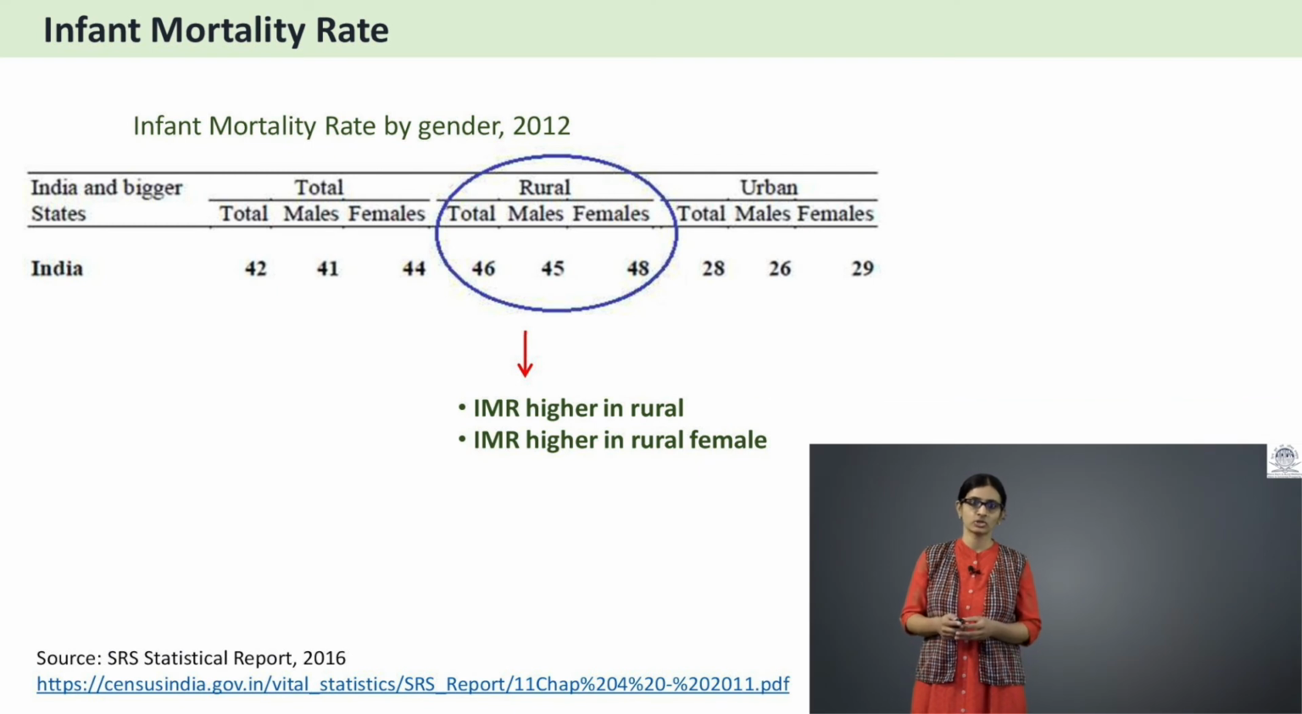Let us have a look at this table, which depicts infant mortality rate in India among rural and urban areas and distributed by gender. The reference here is 2012. We see that the infant mortality rate is higher in rural areas compared to total figures for India and also compared to urban areas. So, if we look at the male-female breakup, even here rural areas, the figures are higher when compared to total India figures and to urban areas. The infant mortality rate we see in rural areas is higher among females than among males. So, it stands at 48 for females and at 45 for males.